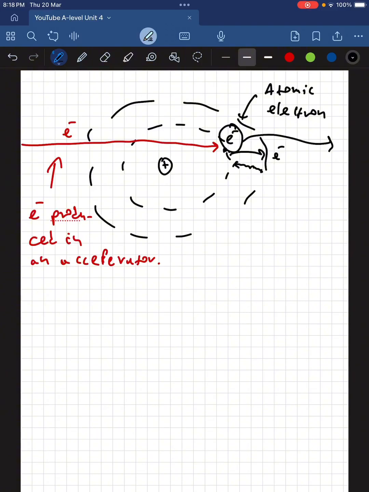Once we accelerate some particles, in this case these electrons, we have to make those electrons interact with some material, and that material is usually inside the detector. The detector produces either light or current or some measurable effect that will tell us we have some radiation in this space.